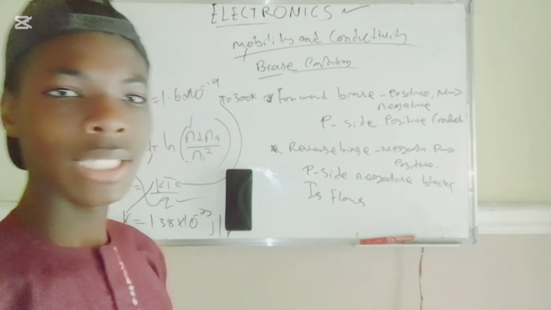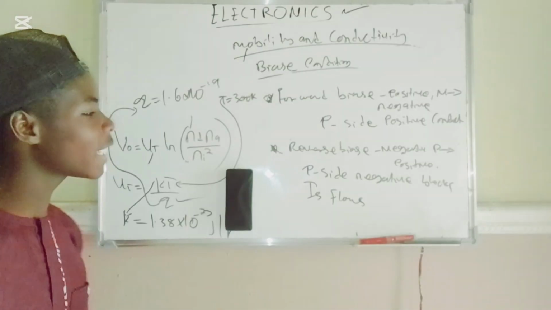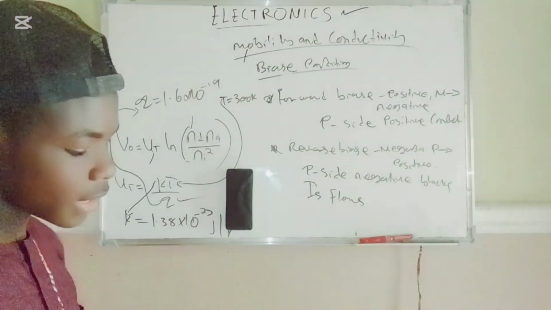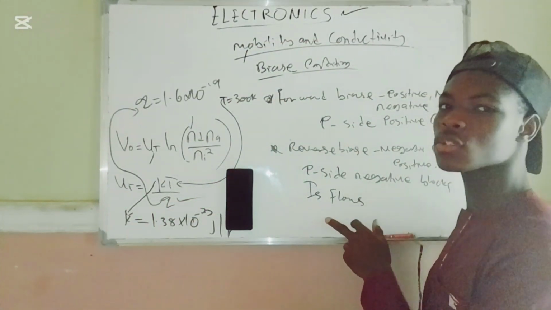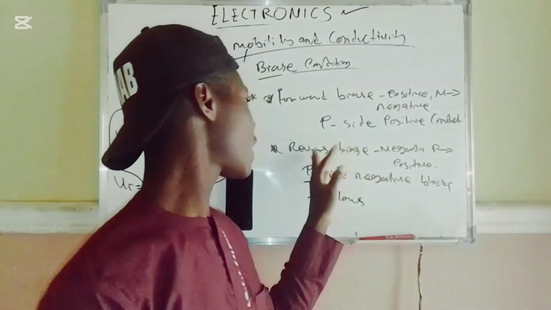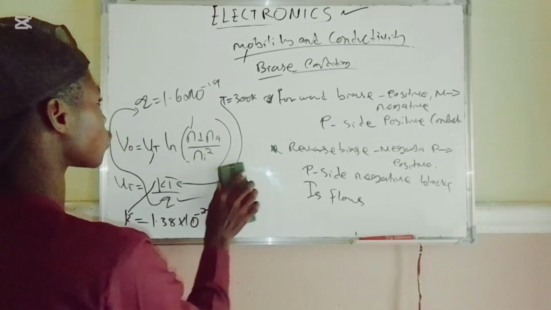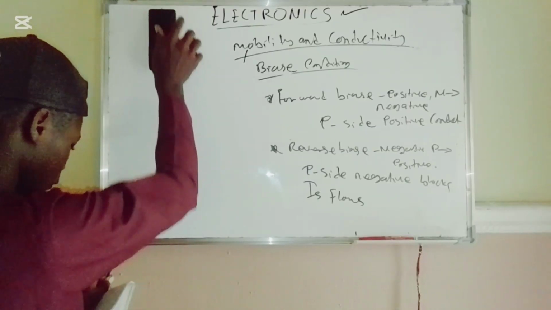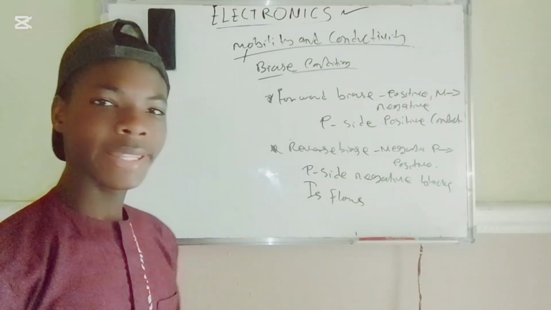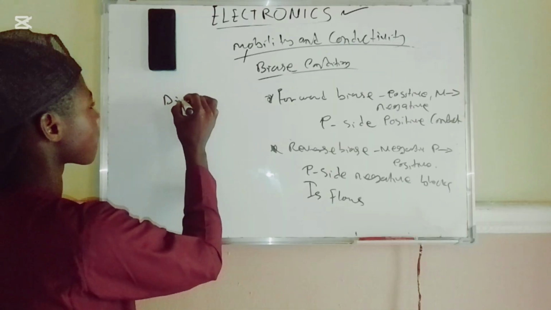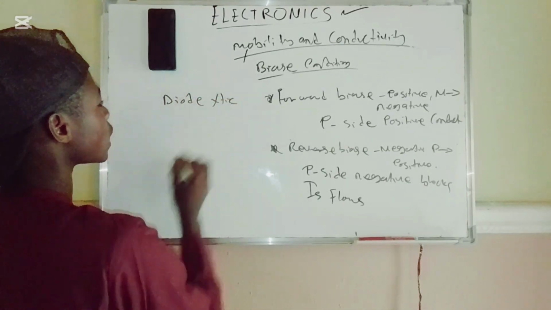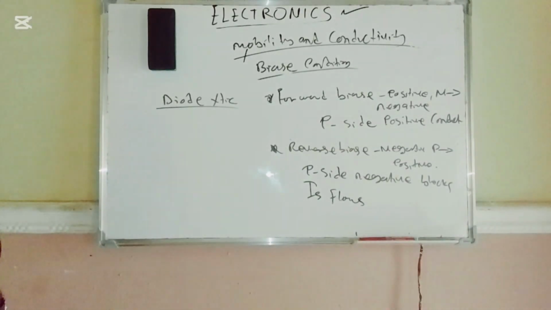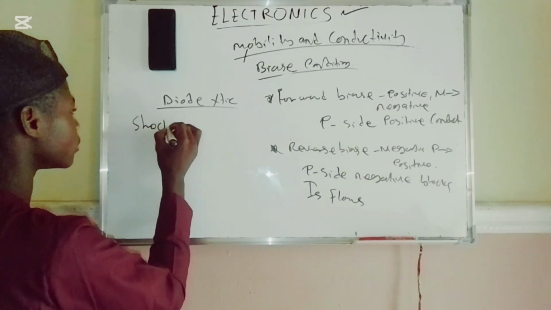IS means the current. It is only the current that flows, which means the IS, the reverse current. It's only the reverse current that flows. So therefore we have to talk about the diode characteristics. For the diode characteristic, there is what we call the Shockley equation.